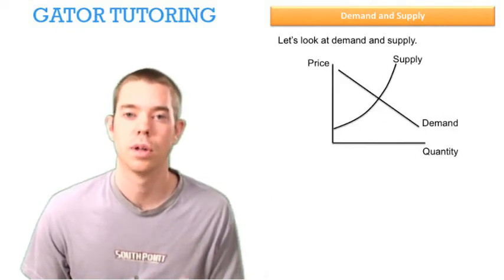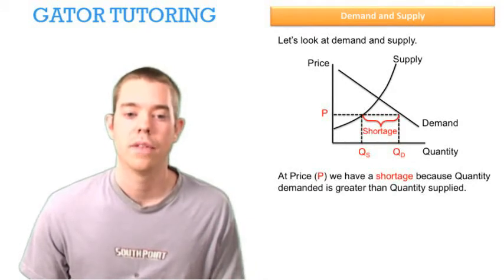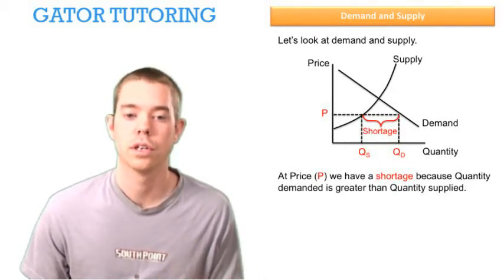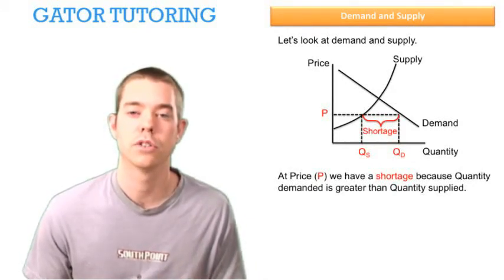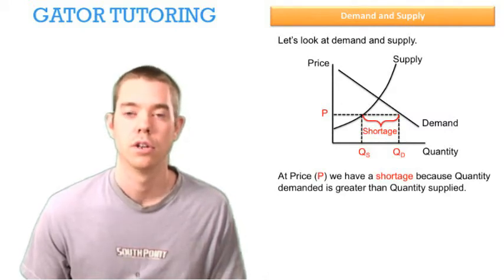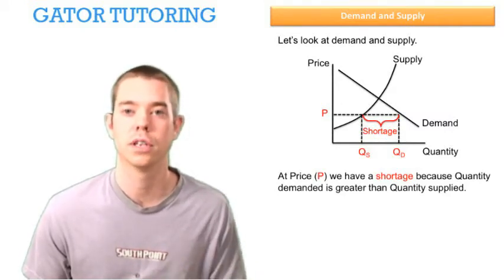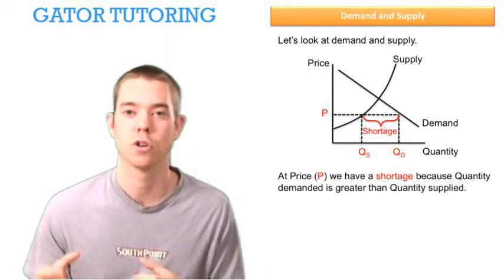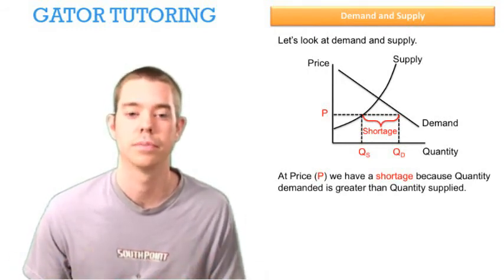So let's look at demand and supply together now. At this price, P, we have a shortage because quantity demanded is greater than quantity supplied. So the suppliers are only putting out 100 units, and the demanders are demanding 200 units. So we have this shortage. The demanders would like an extra 100 units out there.